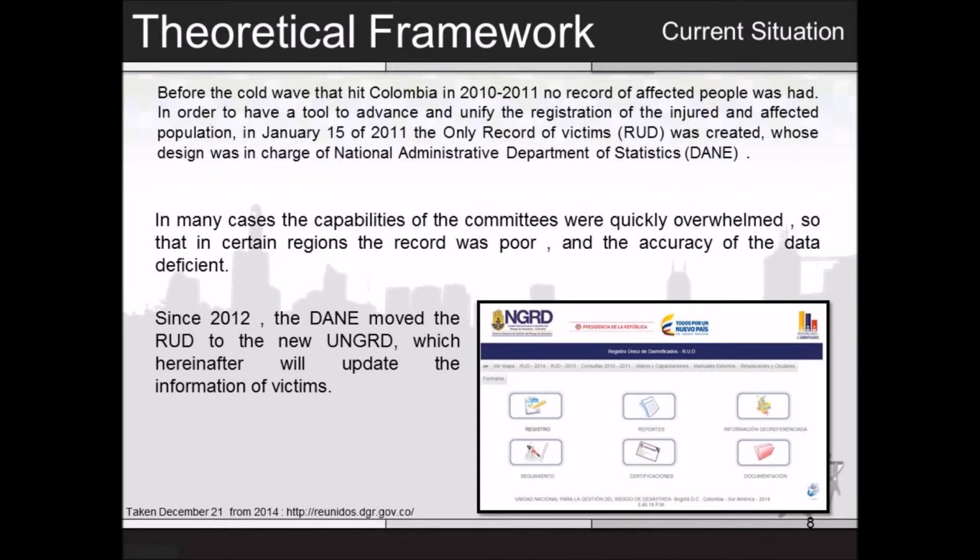Before I start, I will explain two acronyms. The first one is RUD, Only Record of Victims, which is a database that stores information of victims of natural disasters in the country, and the second one is UNGDR, National Unit for Disaster Risk, which is the government agency for disaster response.